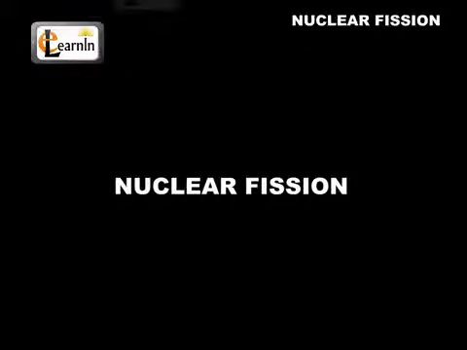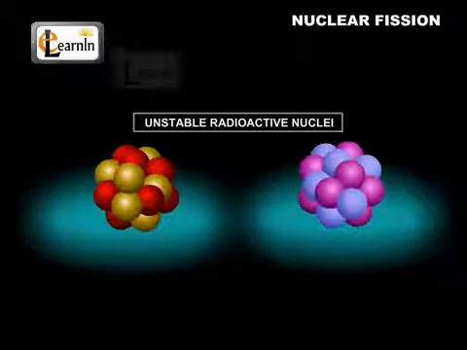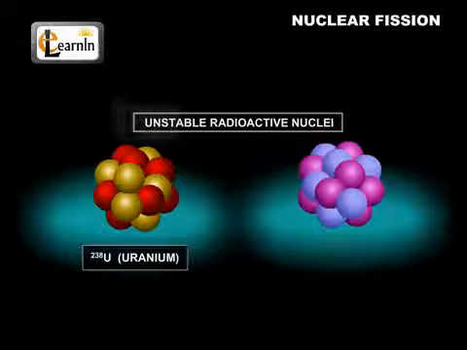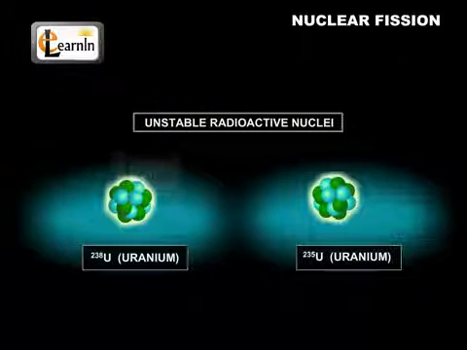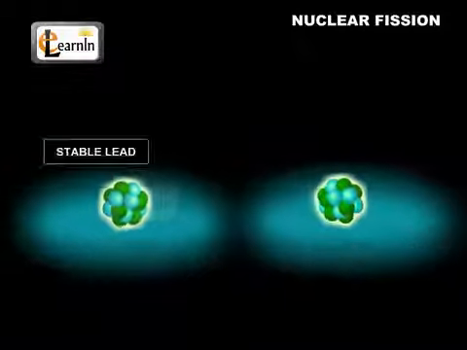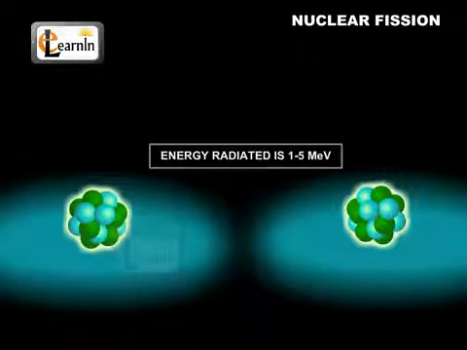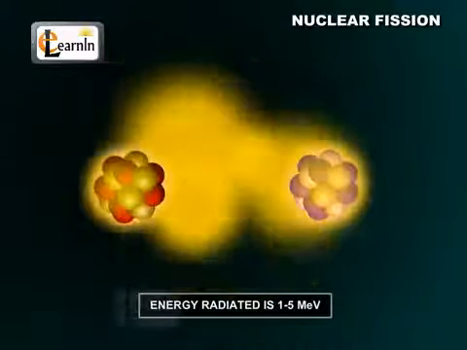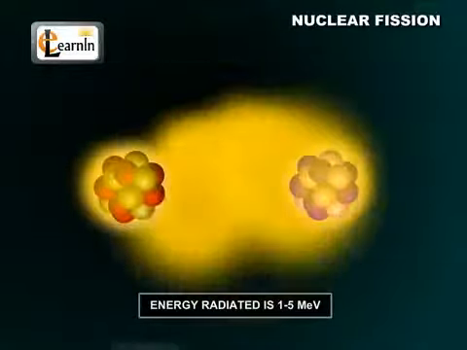In this video, we're going to talk about nuclear fission. Unstable radioactive nuclei, which occur naturally, sometimes emit strong radiations, especially in isotopes of uranium like uranium-238 or uranium-235. The disintegration converts the uranium isotope into stable lead and in the process emits energy in the range of 1 to 5 mega-electron volts. That's 1 to 5 million electron volts, and even higher amounts of energy can be released by breaking unstable nuclei into even more parts.